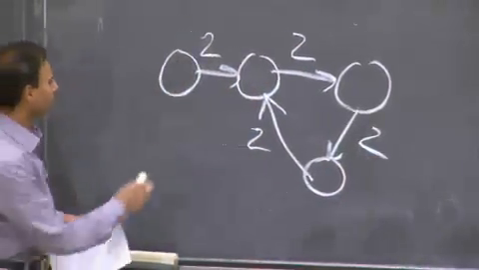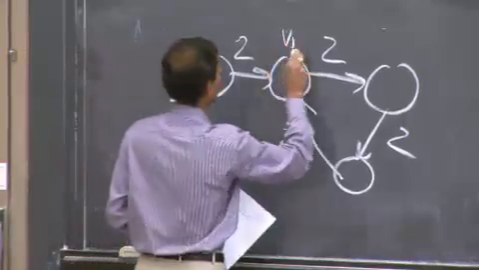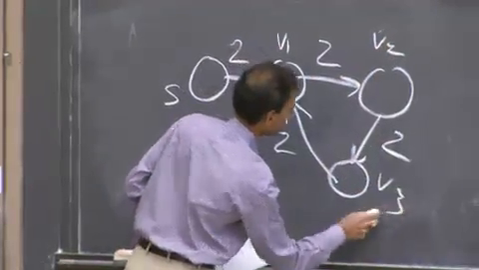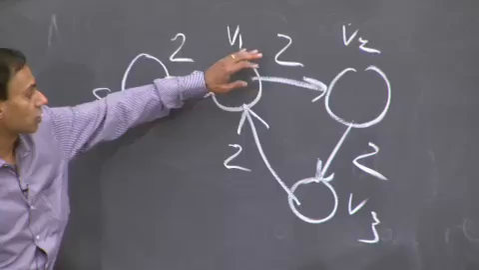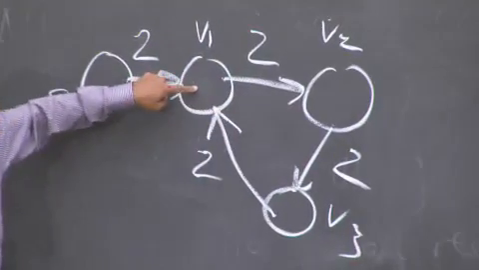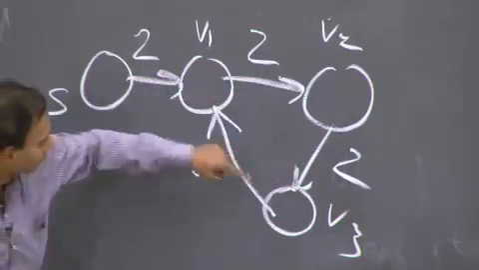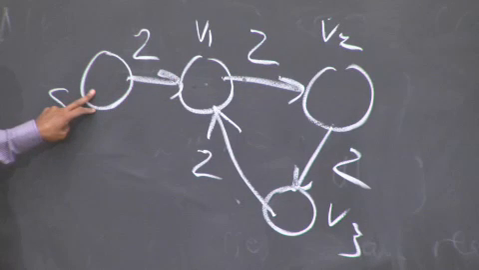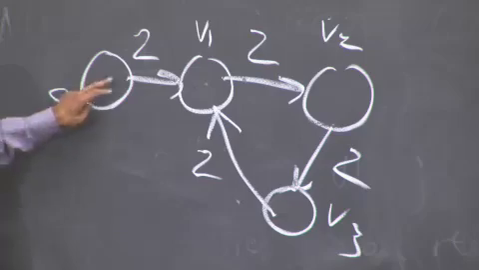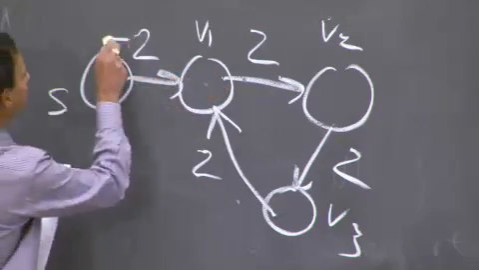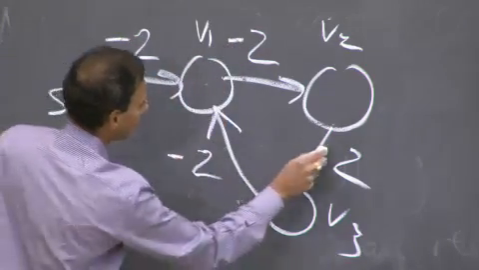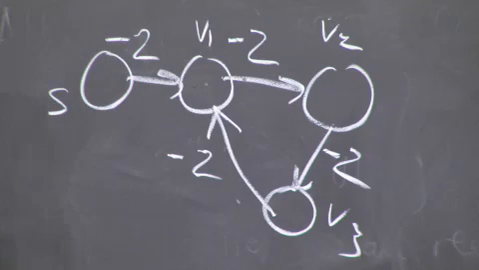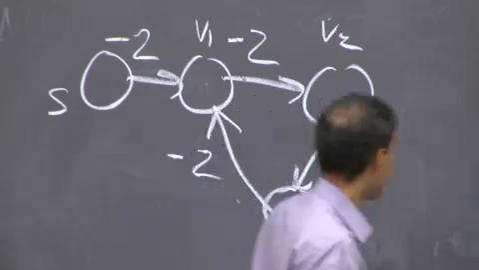All right. Start over. S, V1, V2, V3. So, yeah, that is a cycle. All right? Good. Cycle. So when you actually negate each of these edges, you end up with a negative weight cycle.